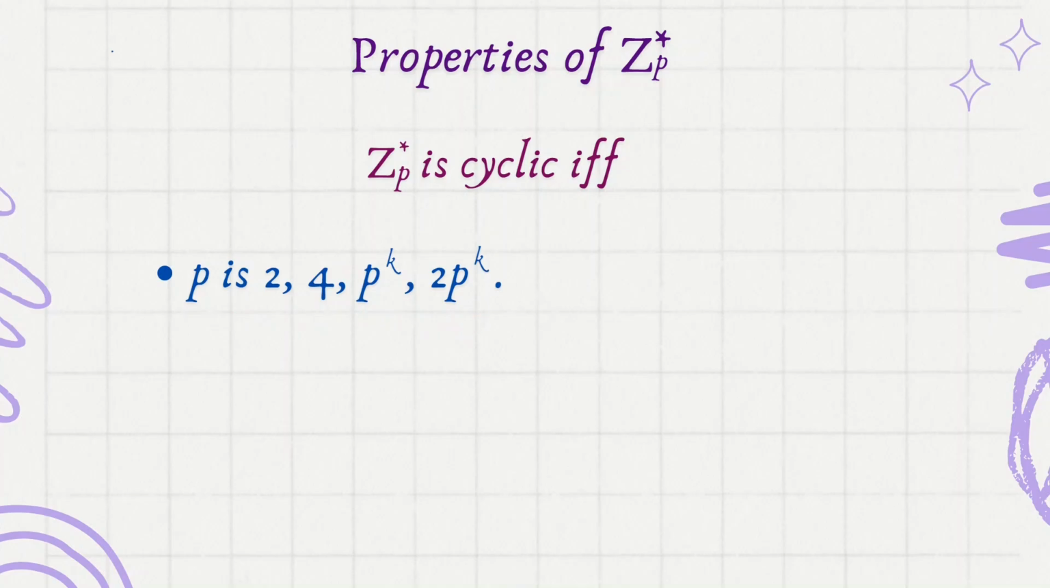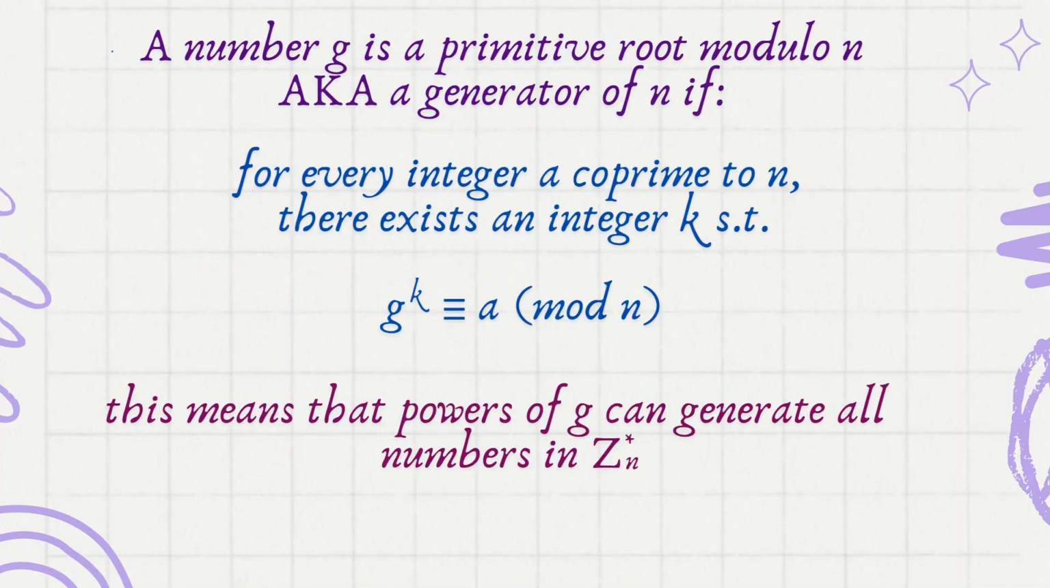Like Z8 star does not have a primitive root, or a primitive root does not generate all the elements in a cyclic manner. Something goes wrong. You can try to solve that as an example yourself. Try to see why Z8 star is not a cyclic group, why it does not have a primitive root. Just write down all the numbers 1 to 7 and then see what's happening. Try to look into that. So let's go into primitive roots now.